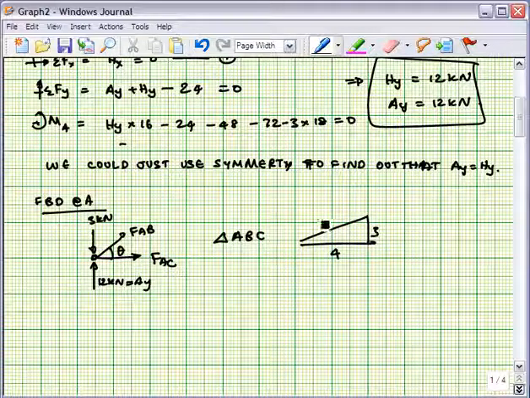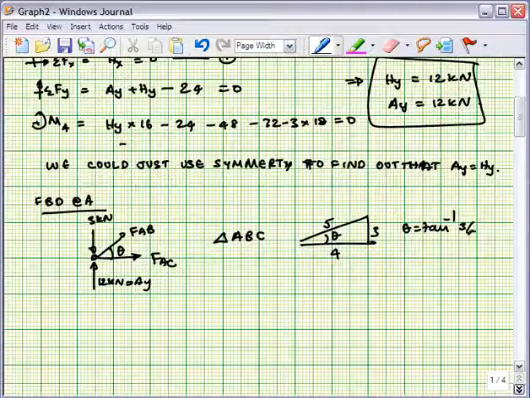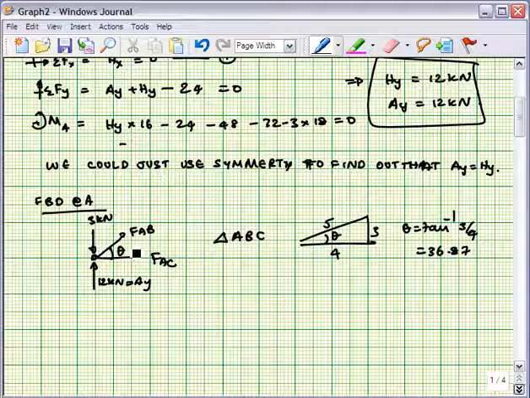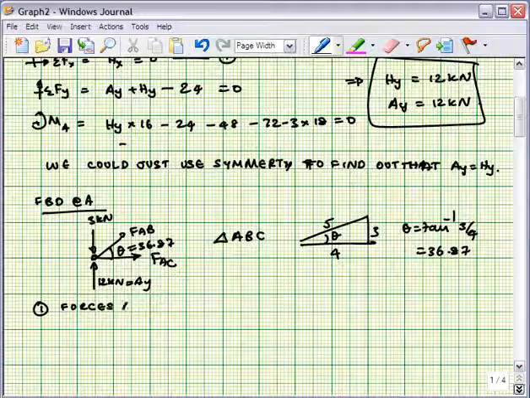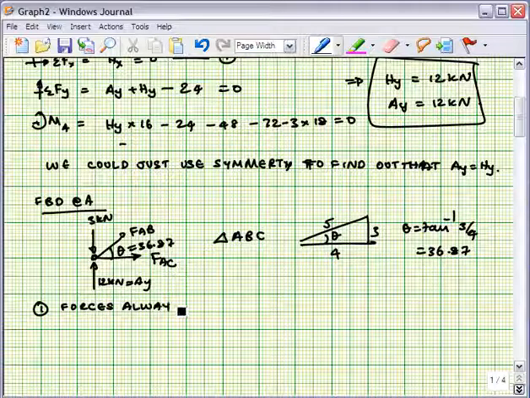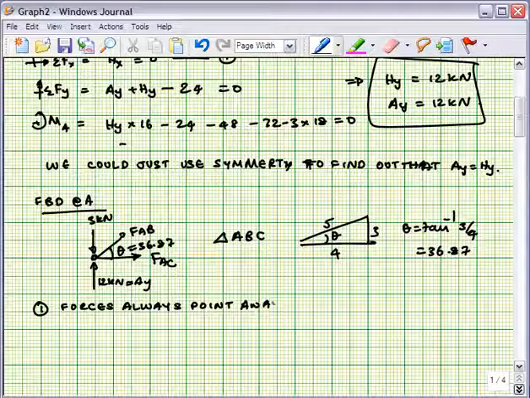This is 4, that's 3, so this will be 5, so this angle theta will be tan inverse 3 over 4, which is 36.87 degrees. So this is 36.87 degrees. Couple of things. One, forces always point away from the joint.